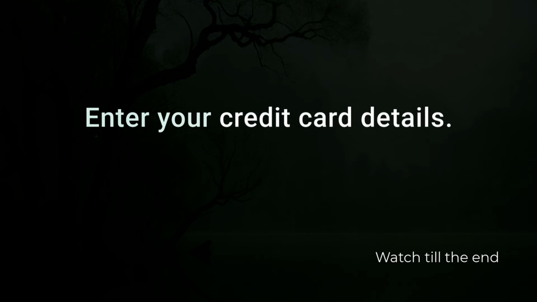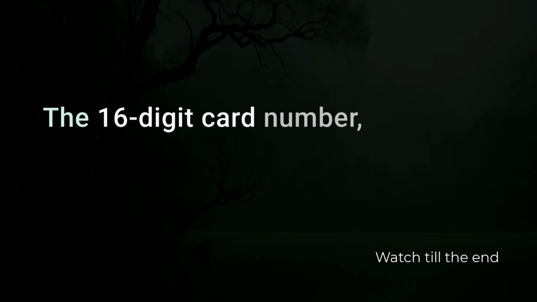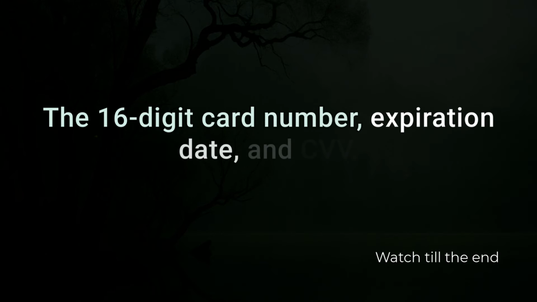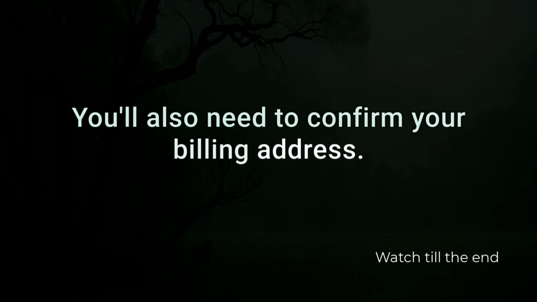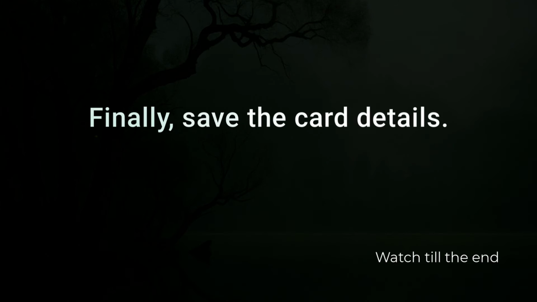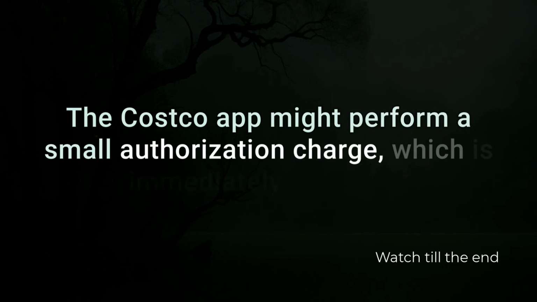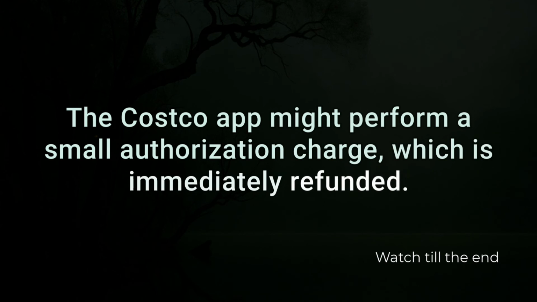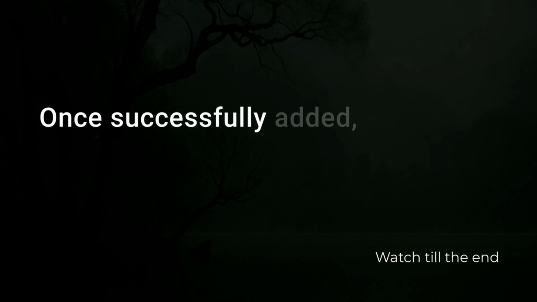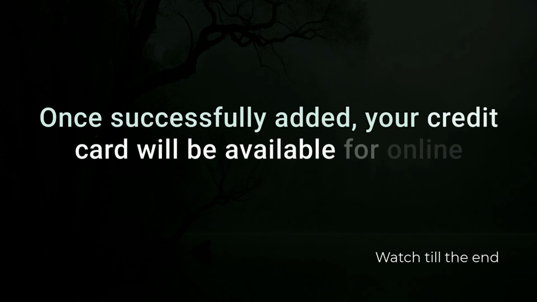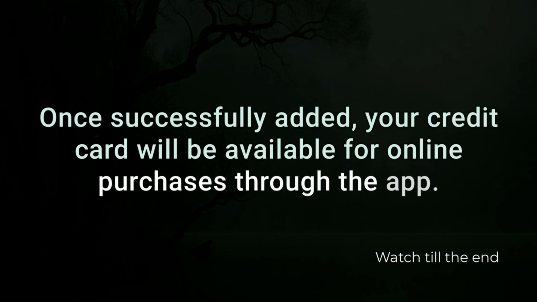Enter your credit card details, the 16-digit card number, expiration date, and CVV. You'll also need to confirm your billing address. Finally, save the card details. The Costco app might perform a small authorization charge, which is immediately refunded, to verify the card. Once successfully added, your credit card will be available for online purchases through the app.